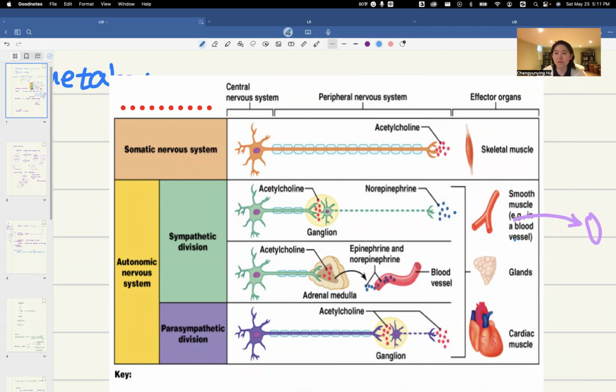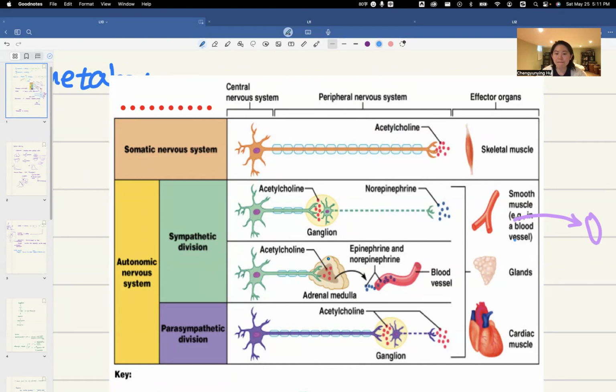And what type of receptor on the smooth muscle do you think will receive this norepinephrine? So it's adrenergic receptor. And adrenergic receptor, we have either alpha or beta. Let's look at the second line in sympathetic division. What's this neuron that's releasing acetylcholine? It's cholinergic neuron. And what type of receptor is on the adrenal medulla?